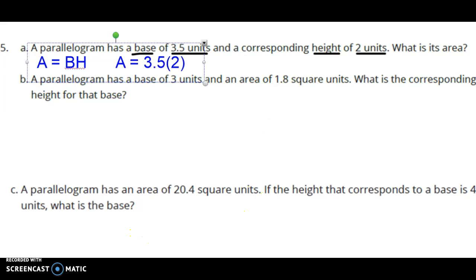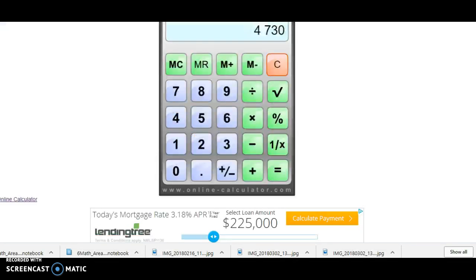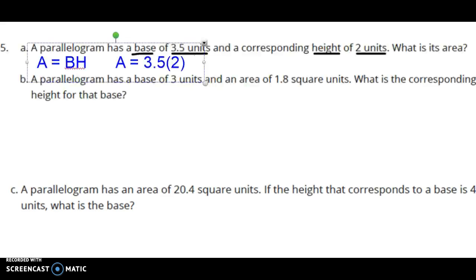Now, if I'd like, I can use my calculator just to make it faster. So I know that 3.5 times 2 gives me 7. So I know that my area here equals 7 units. And then since it's area, it's always squared. I'm going to put a box around my final answer. Pause the video, try B and C on your own. All right, let's review.